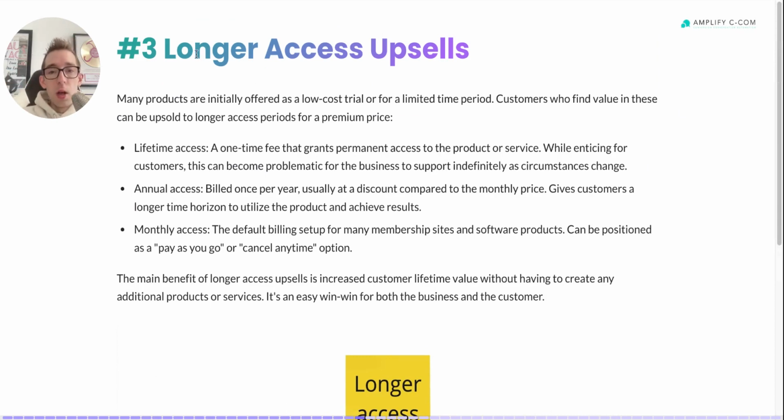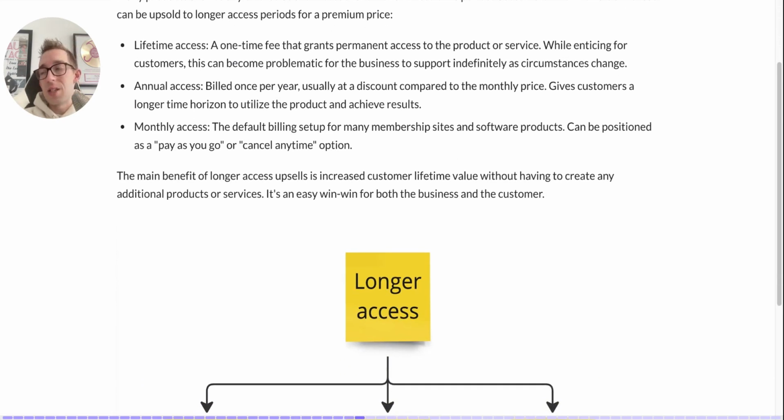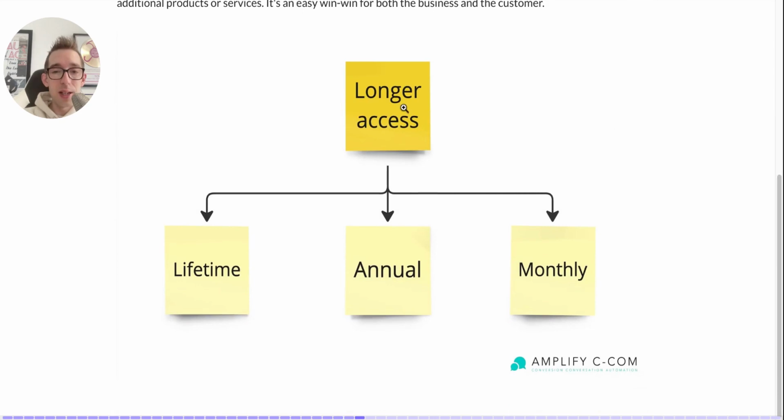Longer access upsell. So sometimes maybe you sell access to something for 7 days, and then the upsell is, hey, get lifetime access, get annual access, get monthly access, right?